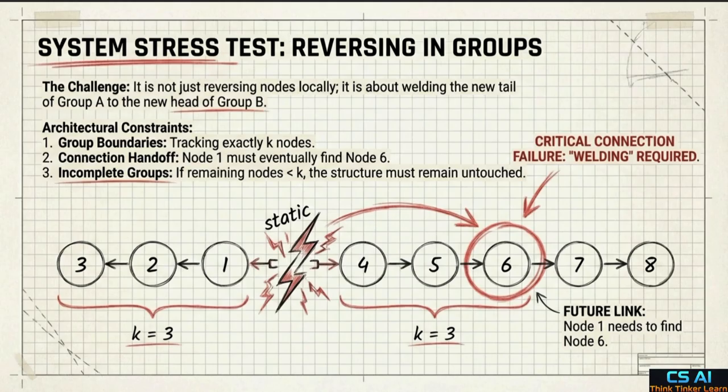Number two is connection handoff. After reversing a group, the original head of that group, now its tail, node 1, must eventually find the original head of the next group, which is node 6, to connect them. This is a critical connection failure, marked here as welding required, if not handled correctly. Number three is incomplete groups. If the remaining nodes are less than k, the structure must remain untouched. The static break highlights the complexity of linking these reversed groups.